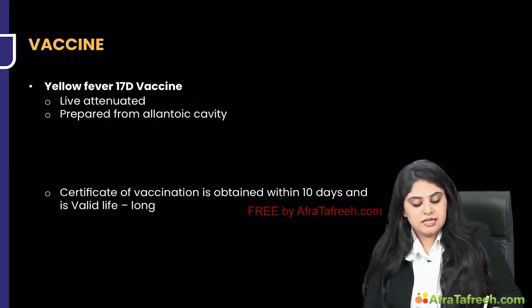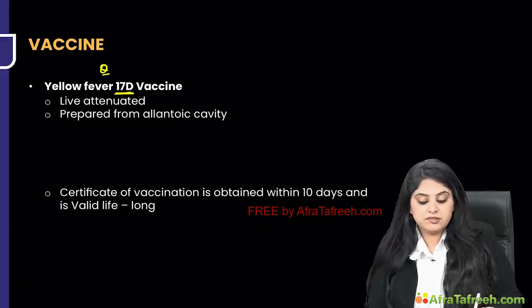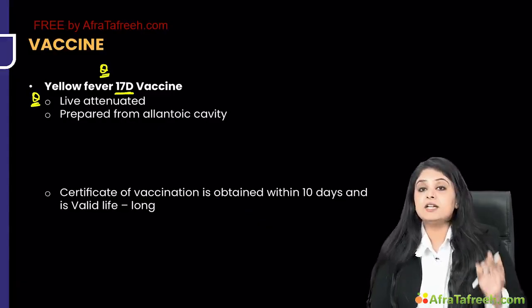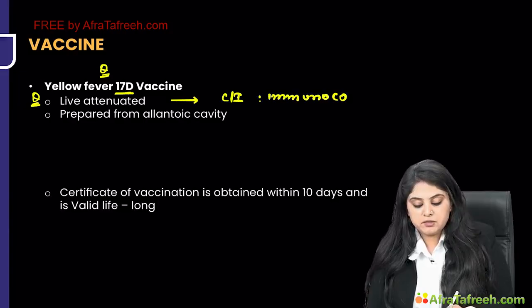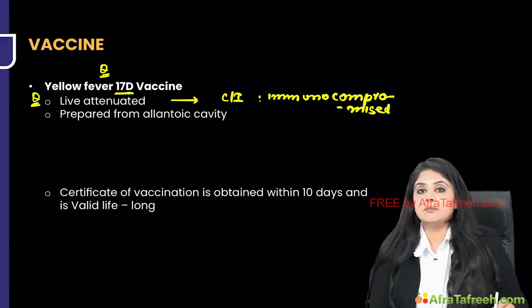Which vaccine is there? There is a vaccine called the 17D vaccine. PSM question. 17D vaccine is a live attenuated vaccine. Live attenuated will always mean that you cannot give it in immunocompromised people. This is going to be contraindicated in immunocompromised individuals.